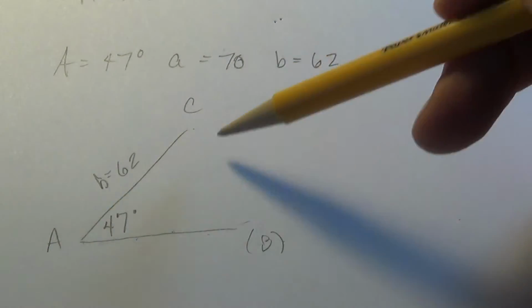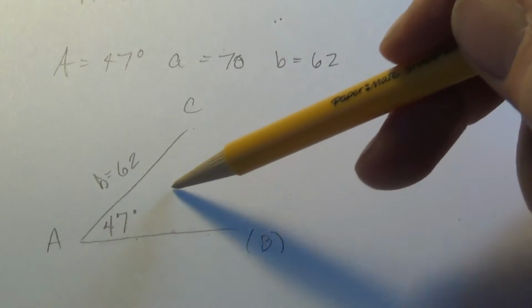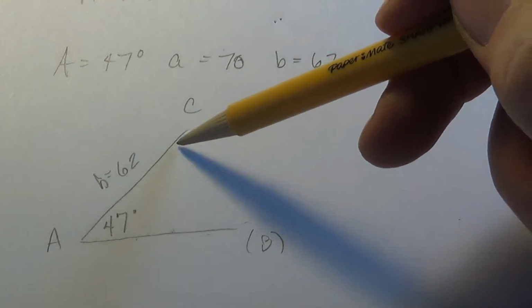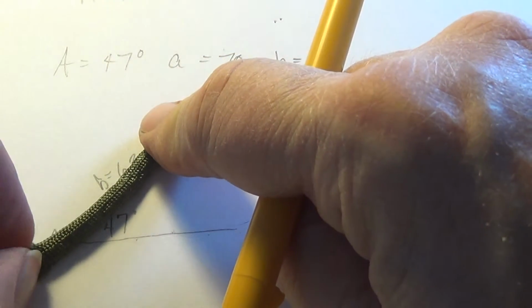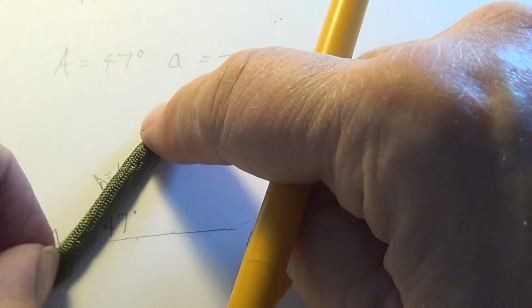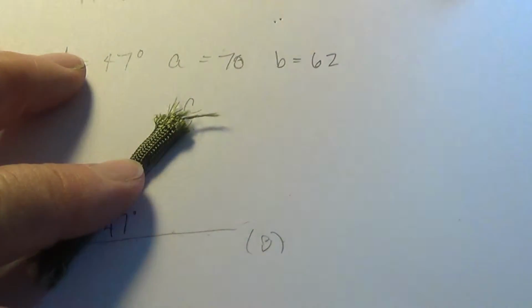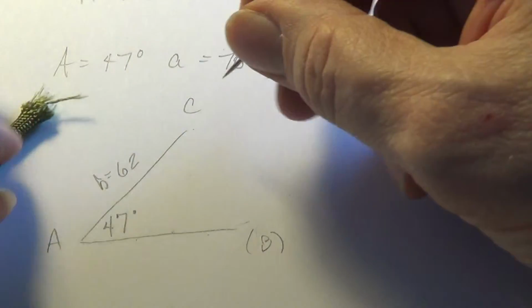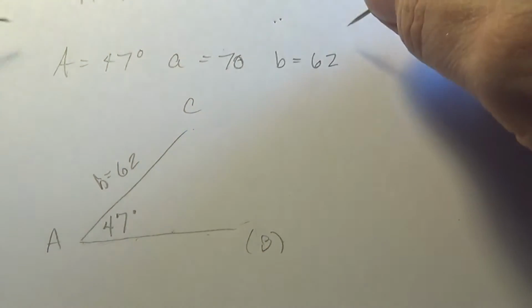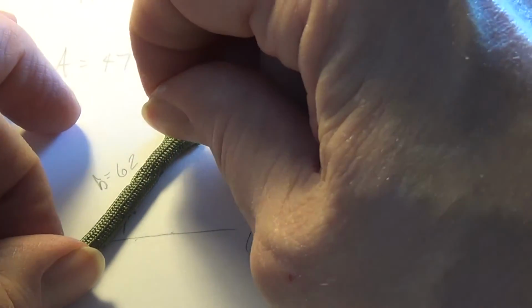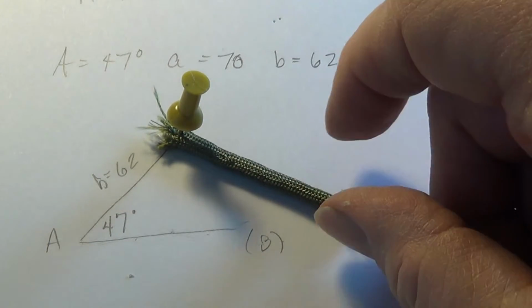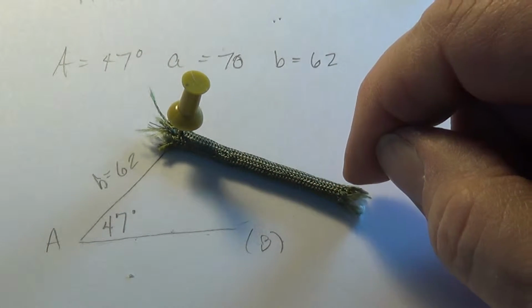But I do know how long side A is. Across from here, it's 70. So I cut a piece of string, and it's more than 62. So I'm going to call that 70. And I don't know what angle it is, because at point C, I don't have an angle. So it could swing, we're not sure where it is going to swing to. But how many triangles are possible?